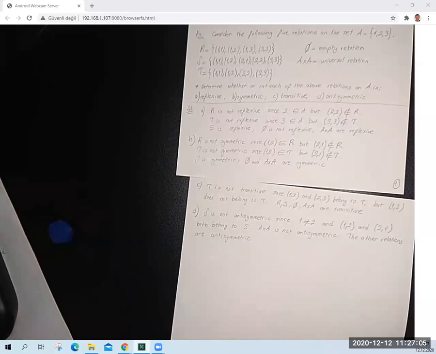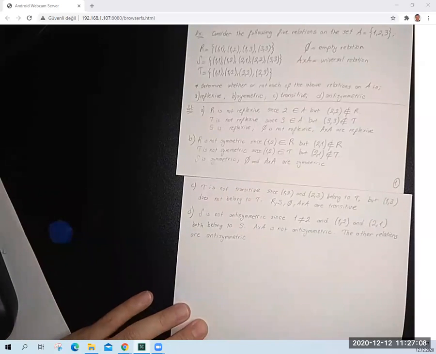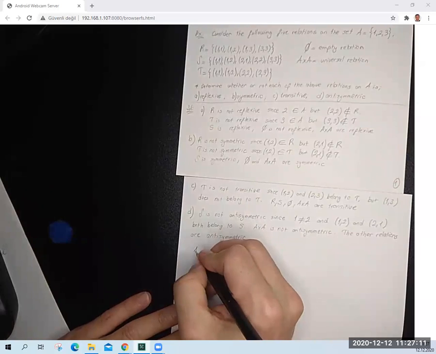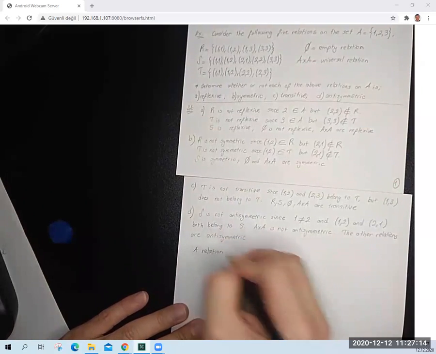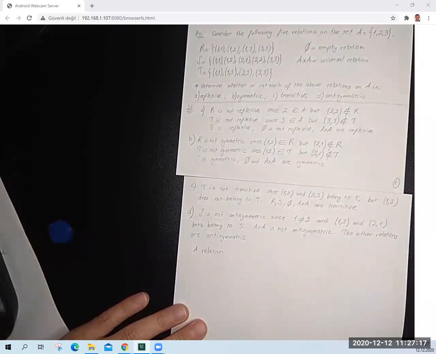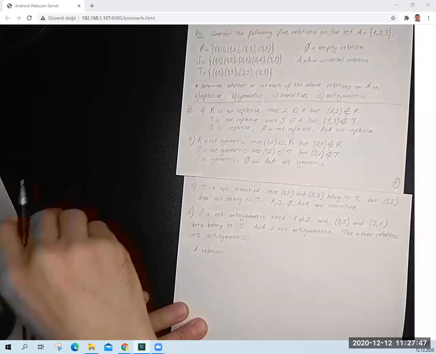Okay, I will write the theorem. A relation, because S is symmetric. This is enough, or should I write the theorem or definition? Okay, thank you.